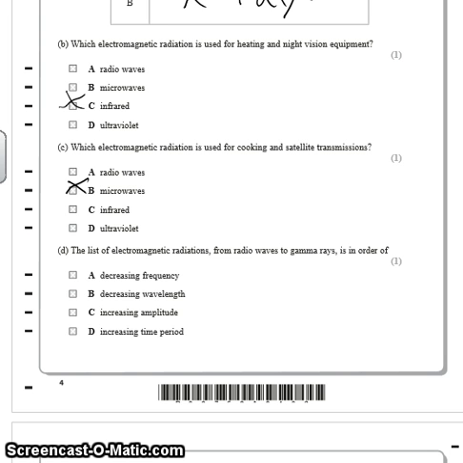And the list of electromagnetic radiations from radio waves to gamma rays, as I said earlier, is in order of wavelength, but it's also in order of frequency. Now we've got to pick the right one here. As I showed earlier, it's decreasing wavelength. Radio waves have a long wavelength, gamma waves have a short wavelength.